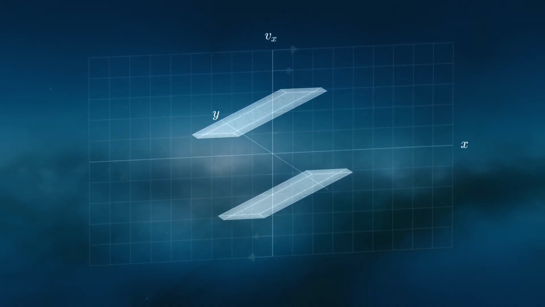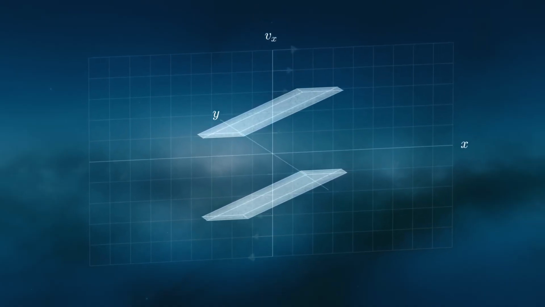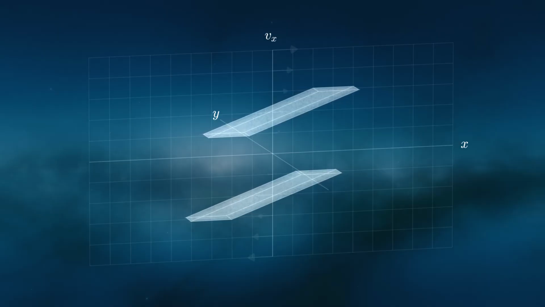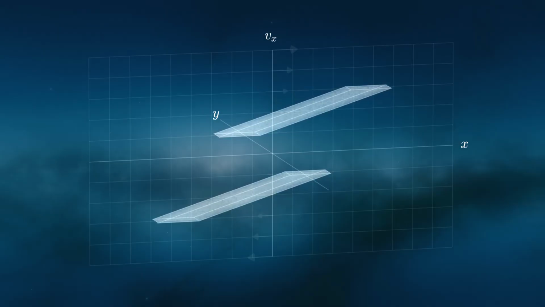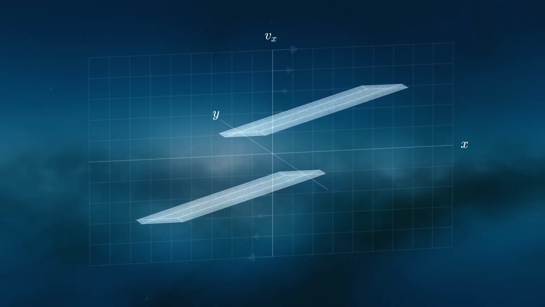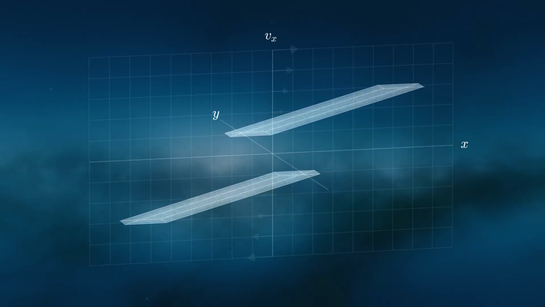And some of you might have heard of it. This is Liouville's theorem in action, the statement that for certain kinds of motion, phase space volume is preserved. But it's not just that that's conserved, and to see what else survives, let's change perspective.